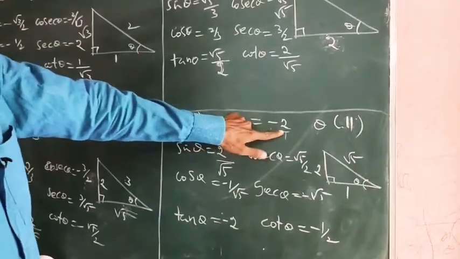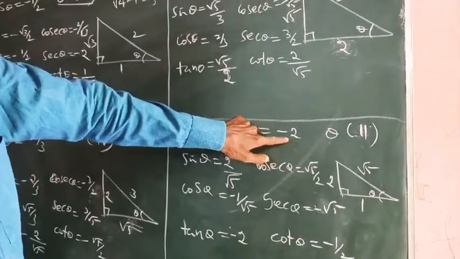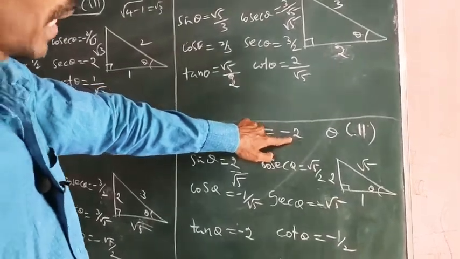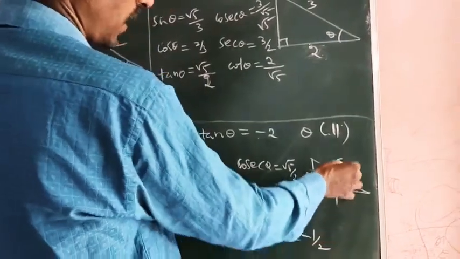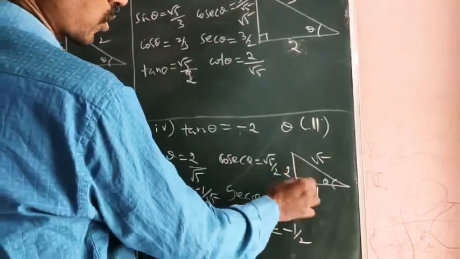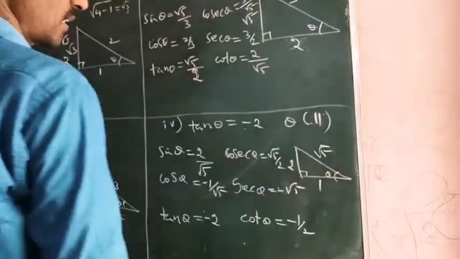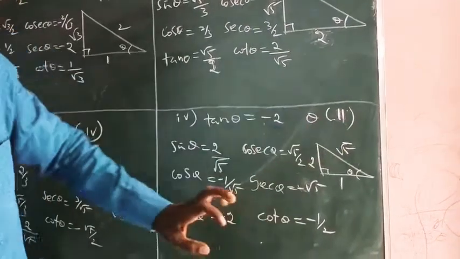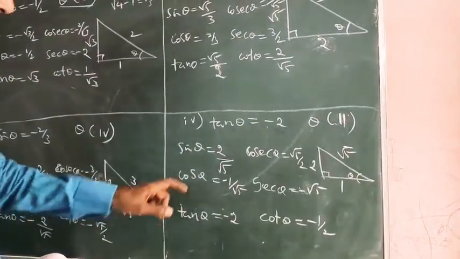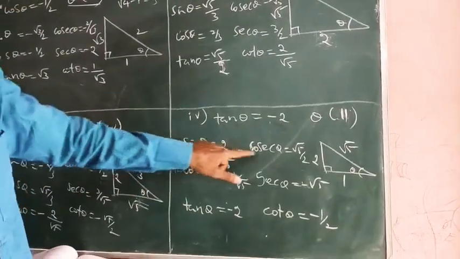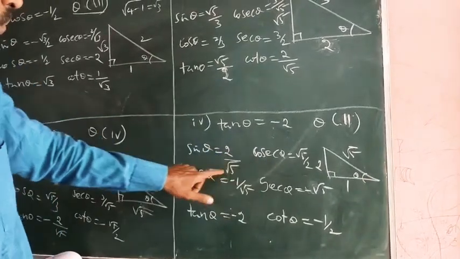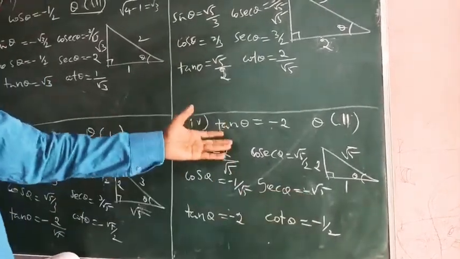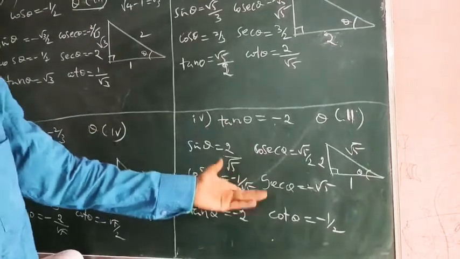Tan theta equal to minus 2, that means minus 2 by 1, opposite side by adjacent side. So 2, 1, we need the hypotenuse: root of 2 square plus 1 square, that is root 5. Given that theta lies in the second quadrant, all students take chocolate, so sine and cosecant alone are positive in the second quadrant. The remaining are negative. So as with the ratios, you can write the answer easily.